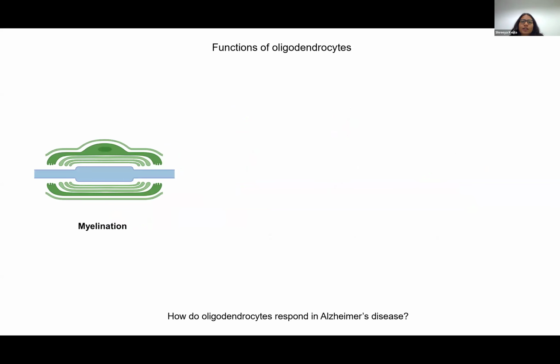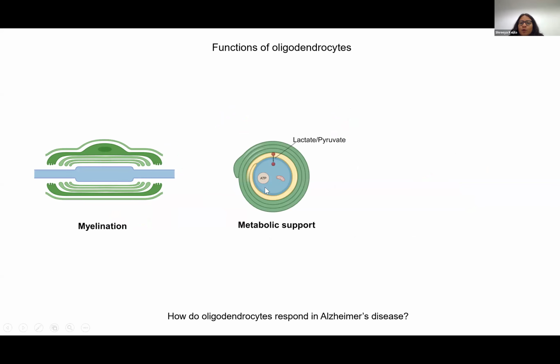As most of you might already know, oligodendrocytes are really important cells in the brain, and they perform multiple important functions, first and foremost being myelination, where they myelinate the axons, which helps increase the conduction velocity of electrical impulses. They additionally provide axons with metabolic support, giving them lactate and pyruvate as and when they need them. Additionally, they perform defense functions for the axons by providing them antioxidant protection against reactive oxygen species and iron.